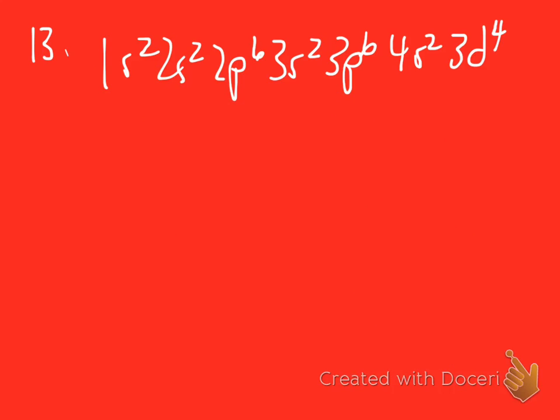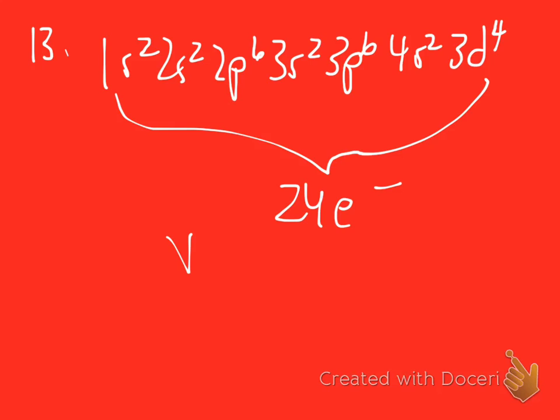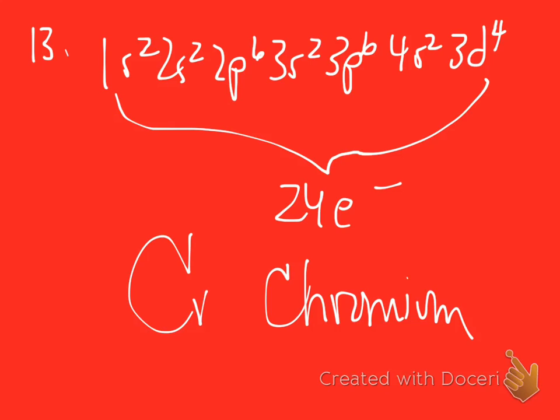Okay. For 13, we're asked what element is represented by the electron configuration 1s2, 2s2, 2p6, 3s2, 3p6, 4s2, 3d4. In the next chapter, you'll know a shortcut for this, but you don't yet. So we just have to add these all up, and we get 24 electrons, and this is chromium. Chromium. And I'll give you a problem like that on the test, pretty well guaranteed.